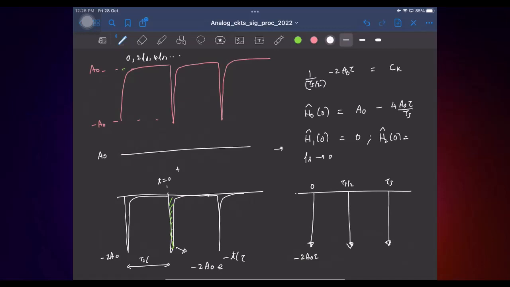And H2 hat of 0 is the strength of the exponential at 2 times Fs. This is just DC, there is nothing. And here it is minus 4A0 tau by Ts. With our approximation, all the even harmonics will have the same strength. Of course you can also find it exactly, so let me quickly show how you might do that.